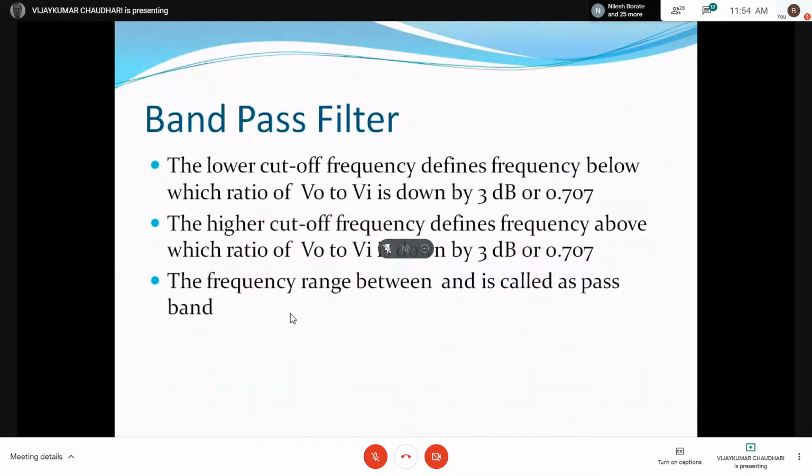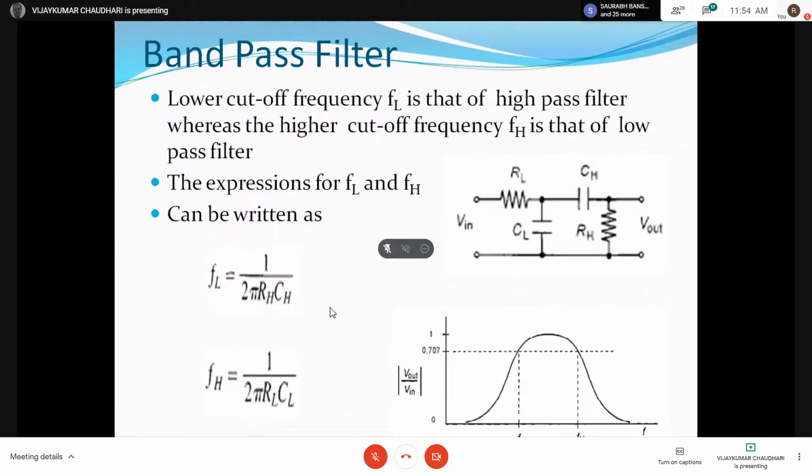Lower cutoff frequency defines the frequency below which the ratio of Vout to Vi is down by 3 dB. Higher cutoff frequency defines the frequency above which Vo upon Vi is down by 3 dB. The frequency range between is called the pass band. And once again, one is low pass, one is high pass. Okay, so lower frequency FL is of the high pass circuit. Please note, FL is of the high pass circuit, whereas FH is of the low pass circuit.